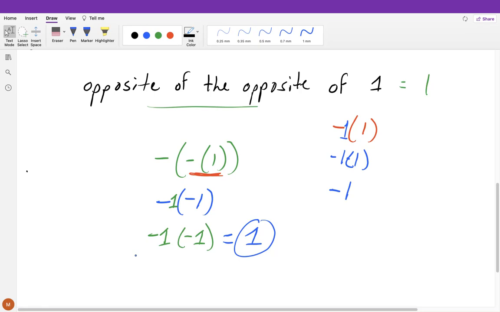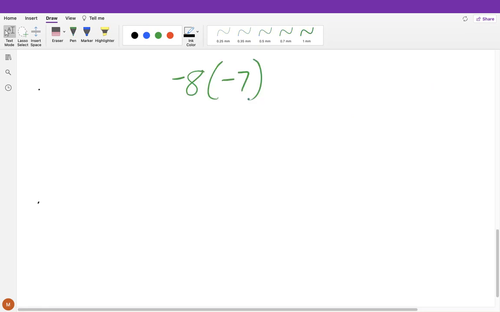Now we're just going to do one more problem, and that'll be it for this video. All right, so if we have -8 times -7, when we see two negatives, we can think about them as opposites of each other. I mean, it's not really that per se, because that's not what this is right now. But we can think about that rule and apply it here: a negative times a negative gives me a positive. So we know this is going to give me a positive as an answer. And 8 times 7 is going to give me 56. So our answer is positive 56.